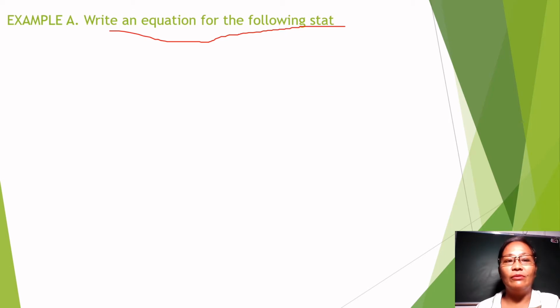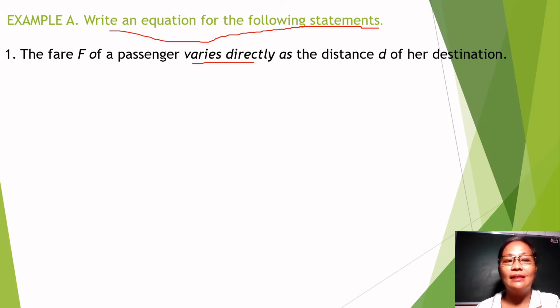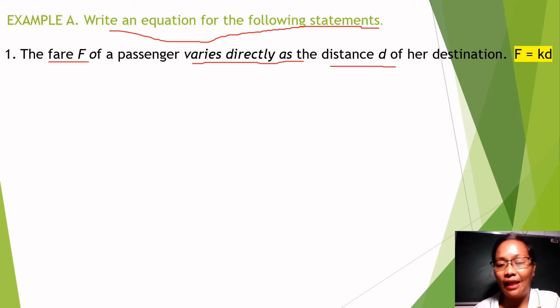Write an equation for the following statements. Number 1, the fare F of a passenger varies directly as the distance d of her destination. So since the statement uses variables already, fare is F and distance is d, we will use those variables. So for our equation, we have F is equal to kd. In here, it uses capital F, so we will use capital F. And of course, in here, it uses small d, so we will use small d. Where do we get the k here? The k here is our constant. As I had mentioned a while ago in our previous slide, constant is always in there. So k is our constant.